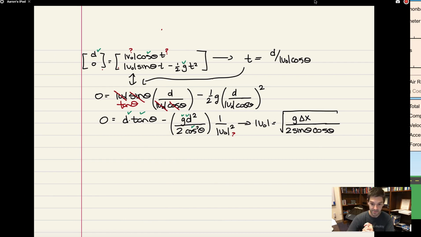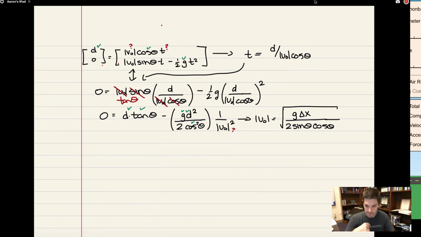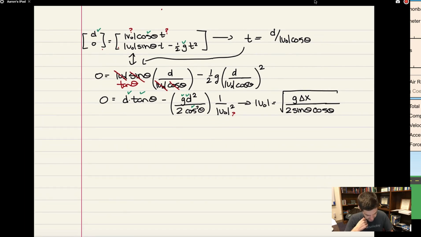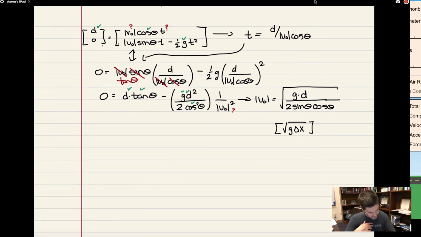Now I could look at this and ask, do the units make sense? G has units, and for 2 sine cosine, the denominator doesn't have a unit, so I really only have to look at the unit on the top. So the unit of the square root of g delta x, sorry, delta x was not the symbol I've been using. I've been using d. Apologies.